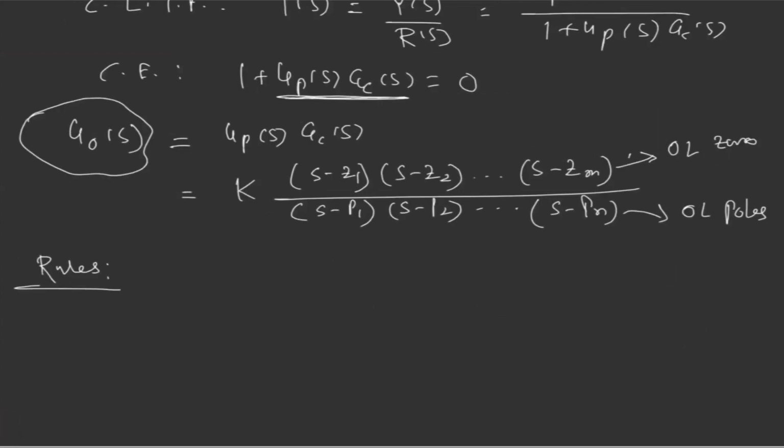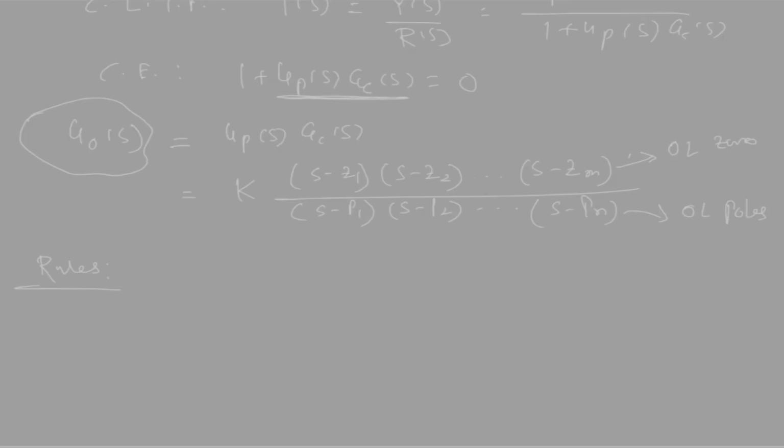I think this part we can continue from the next lecture because there are 6-7 rules we need to discuss. We'll continue from the next lecture, and we'll also come up with some examples of how to draw the root locus plot based on those rules. Let's stop here.